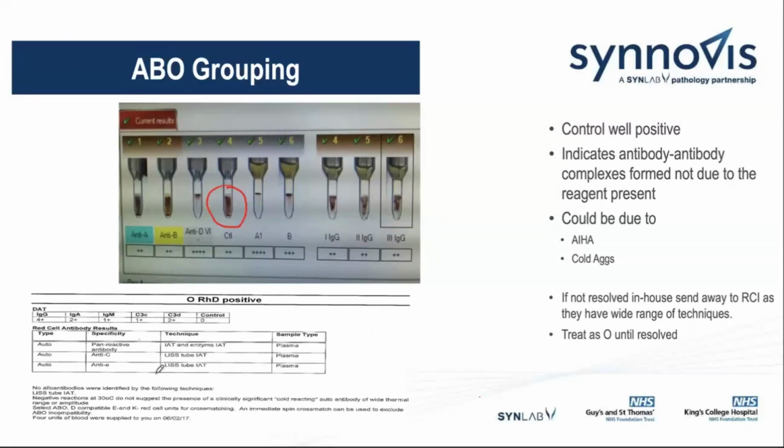Also of note, the DAT was very strongly positive in a number of different cards. We've got IgG, very strong, IgA, IgM, C3c and C3d, but they've got that negative control there, so they know that that result is genuine. So in this circumstance, in the laboratory, we couldn't resolve this ourselves. It had to be sent away for the reference centre to be able to perform the testing and give us a group on this patient.